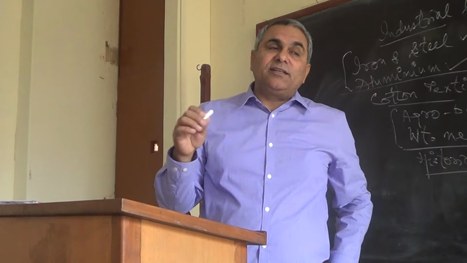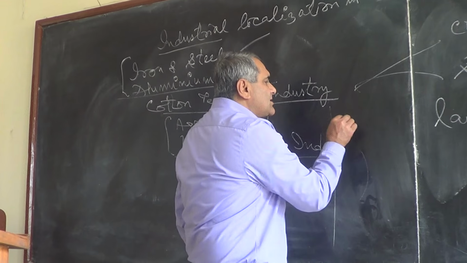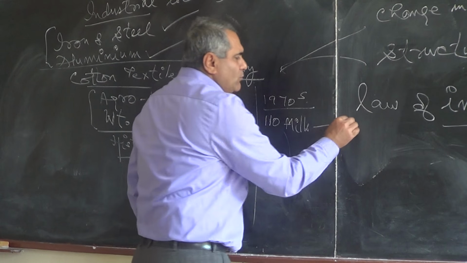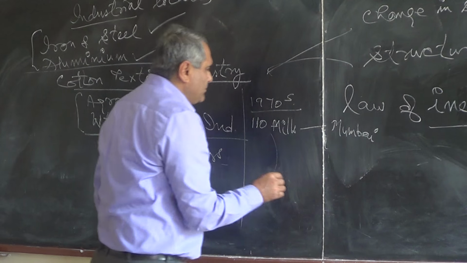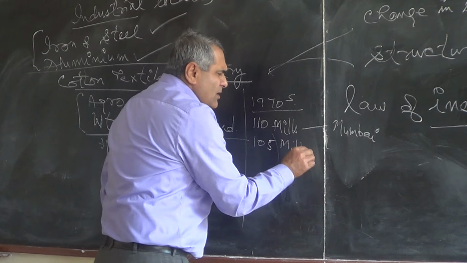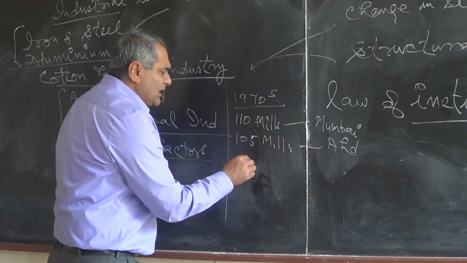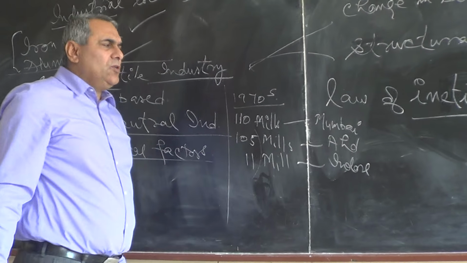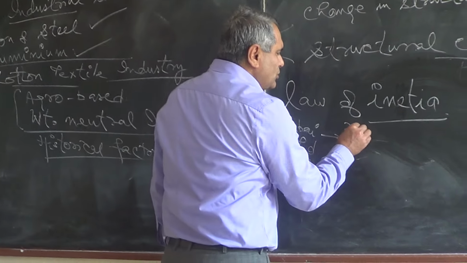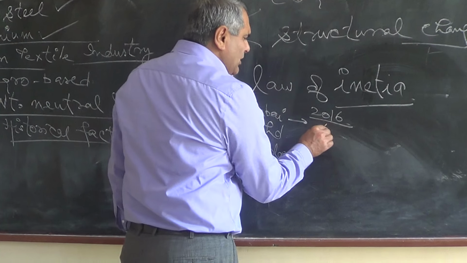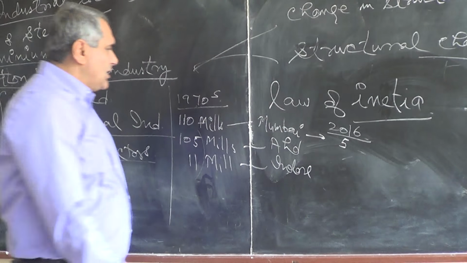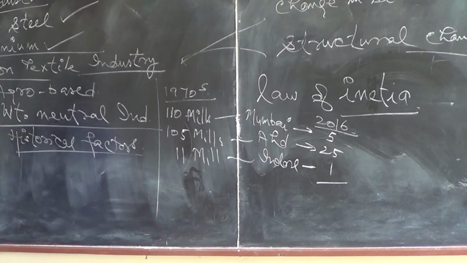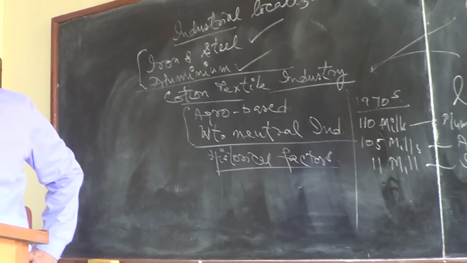Why did most of the mills out-migrate? As I said, in India in the 1970s, there were 110 mills in Mumbai, 105 mills in Ahmedabad, and 11 mills in Indore city. Now, in 2016, Mumbai has only 5 mills and they are basically sick mills. Ahmedabad has almost 25 mills. Indore has only 1 mill. What happened to this large number of mills? They out-migrated from the city.